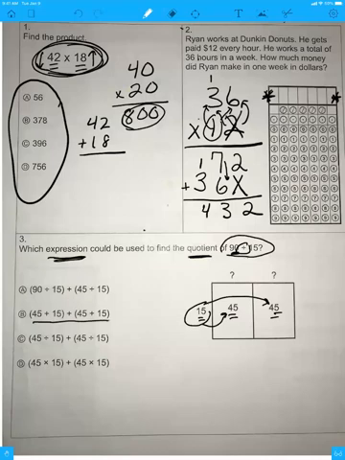Does choice B right here even have a division sign in it? You should all be saying no. So that can't be the answer. So now you're down to 3 choices. Because remember, this is about the process, right? Does this expression down here have a division sign in it?